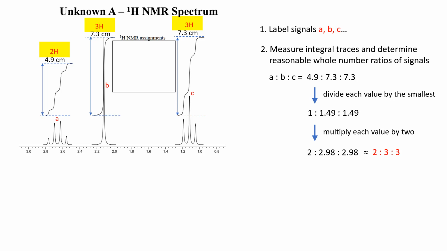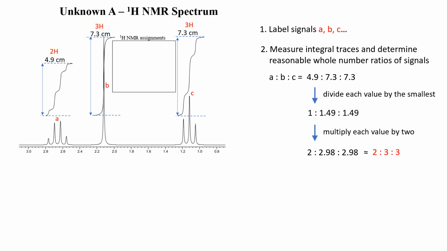When we go through and try to figure out what protons these signals represent, we're going to be looking for 3 of the type C, 3 of the type B, and 2 of the type A. The signals that represent 3 protons are very likely from methyl groups, CH3 groups. The signals that are 2 protons in intensity could very well come from a CH2 group. This is helpful information to know, and it's really pretty easy to get.